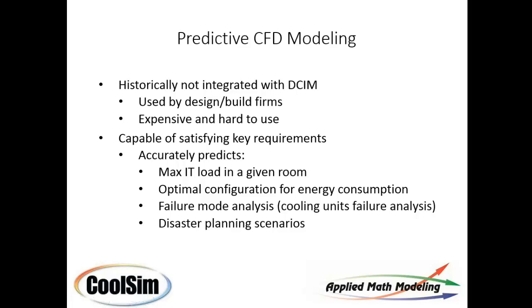So the way that predictive CFD modeling ties in with DCIM is that it historically has not really been part of the whole DCIM thing. DCIM, I think more than anything, started off as a database, as Scott pointed out, of assets, kind of a two-dimensional thing. And of course, CFD is three-dimensional. It has historically been used by design build firms when they're laying out a data center to determine if they have enough cooling and if the cooling can get to all the racks.